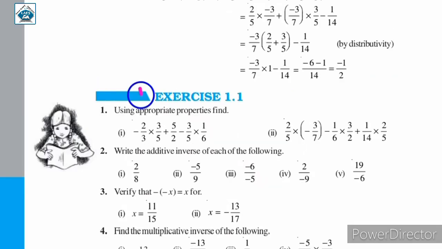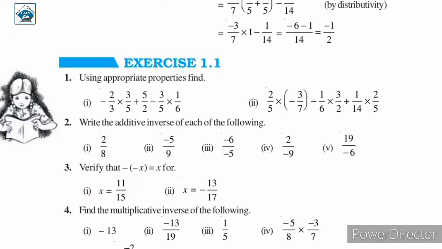We started exercise 1.1 in the previous class. We solved question number 1, sub question 1, and sub question 2 was given homework for you. Let us now continue exercise 1.1. Question number 2. Write the additive inverse of each of the following.